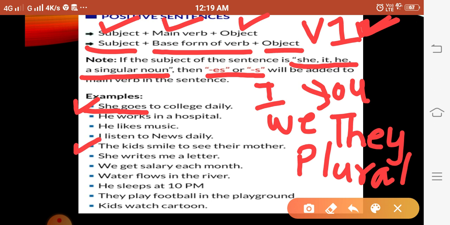In this sentence, the subject, the kids, is plural. That is why with first form of the verb, s is not added in this sentence. Clear? Then she writes me a letter. We get salary each month. Water flows in the river. He sleeps at 10 p.m. They play football in the playground. And the last example, kids watch cartoon.